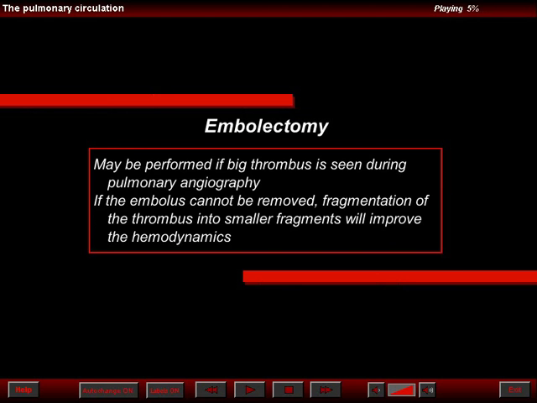Embolectomy is performed for large thrombi in proximal pulmonary arteries. There are two types of embolectomy: catheter embolectomy, which is infrequently utilized, and surgical embolectomy, usually preceded by angioscopy. If the embolus cannot be removed, we recommend fragmentation of proximal thrombi into smaller fragments that, when dispersed through the lungs, will improve the hemodynamics.